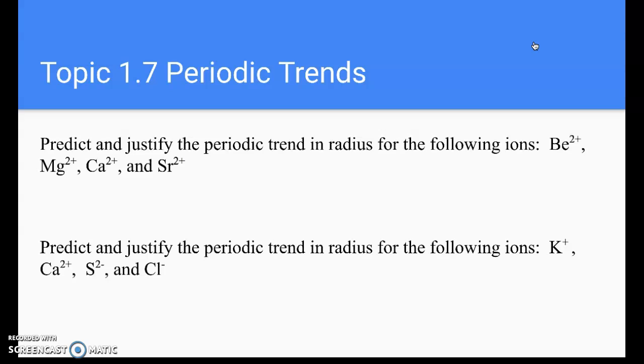Right, so a couple of practice problems here. Predict and justify the periodic trends in radius for the following ions. In this first bunch, they're all positive 2. All of these ions are in the second group, the alkaline earth metal group on the periodic table. They all form positive 2 ions to become stable. So this is just a group trend.